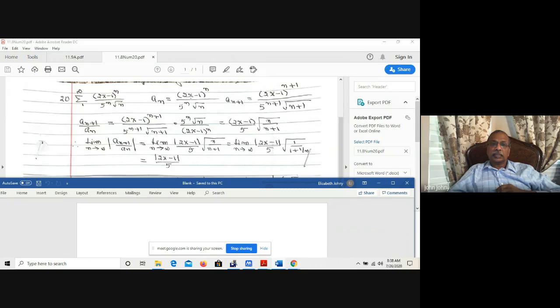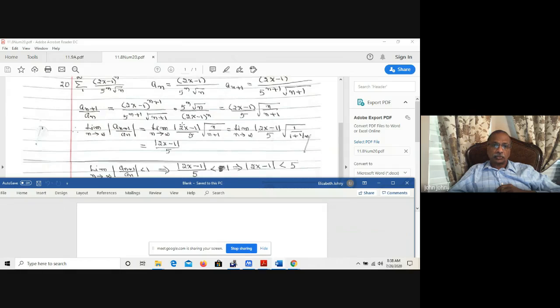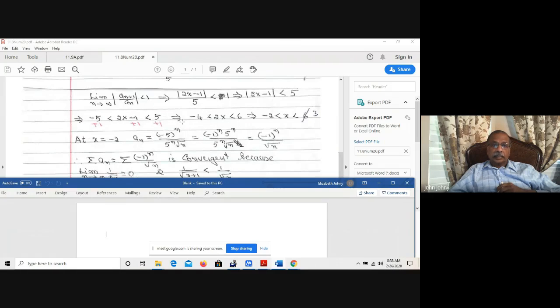So 2 times negative 2, which is negative 4, minus 1 is negative 5, so negative 5 to the power of n divided by 5 to the power of n times square root of n. And that is equal to negative 1 to the power of n times 5 to the power of n over 5 to the power of n times square root of n. 5 to the power of n cancels. You get negative 1 to the power of n divided by square root of n.